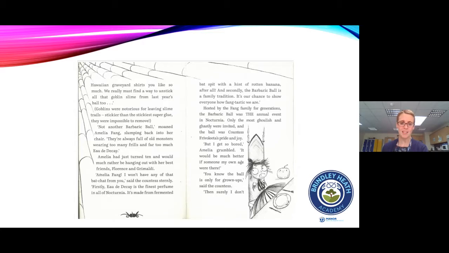So here we see this character slumping in her chair. She doesn't seem very happy, does she? She doesn't want to go to the ball, so she's quite resistant, quite unhappy. She's moaning.